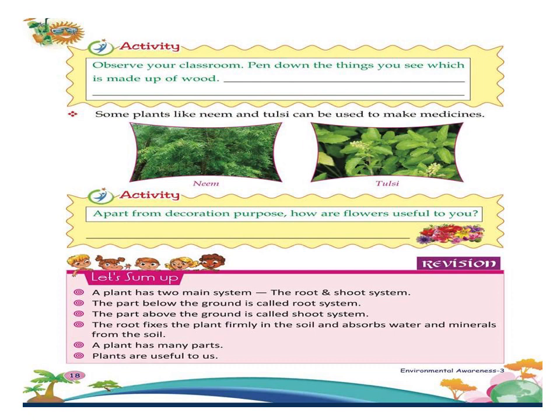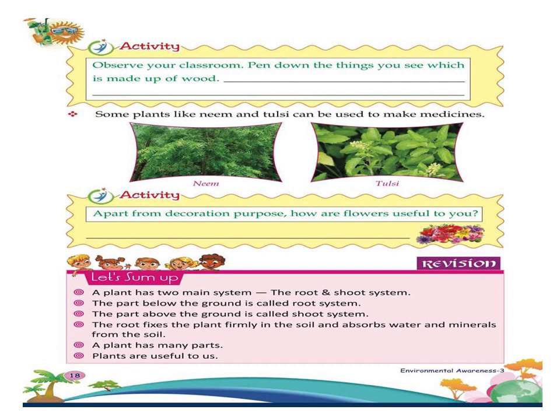Activity time. Observe your classroom. Pen down the things you see which are made up of wood. In our classroom, we use many things that are made up of wood, like table, chair, and even the pencil we write with. Some plants like neem and tulsi can be used to make medicines. Activity. Apart from decoration purpose, how are flowers useful to us? Flowers are useful to us as they provide us aroma for the perfumes and fruits to us.